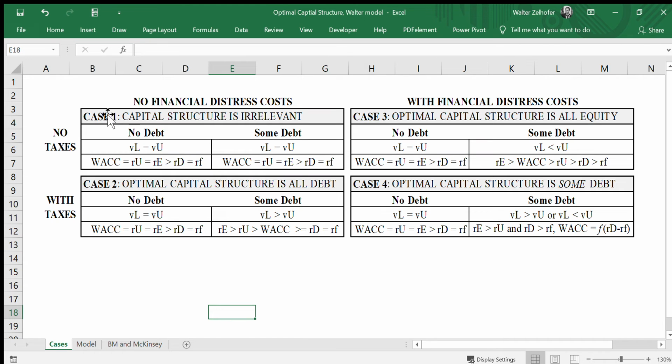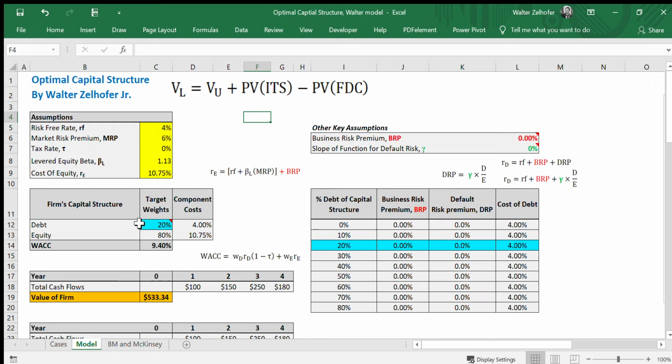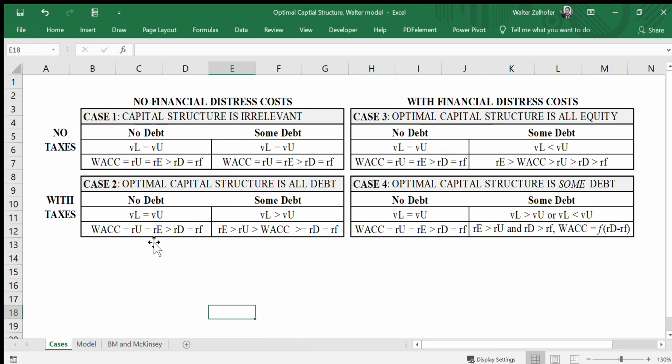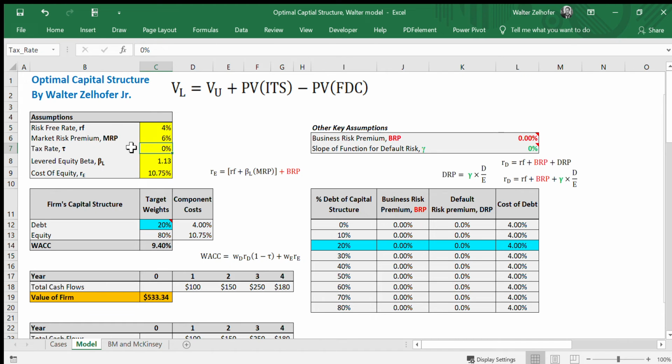Here is case 1. This is the classic Miller-Modigliani argument in a hypothetical world with no taxes and no financial distress costs. So here is my model. To start off, we have the risk-free rate, the market risk premium, and a tax rate. Notice I plugged in 0 for the tax rate because in the classic Miller-Modigliani proposition 1 and 2, there are no taxes and no financial distress costs.